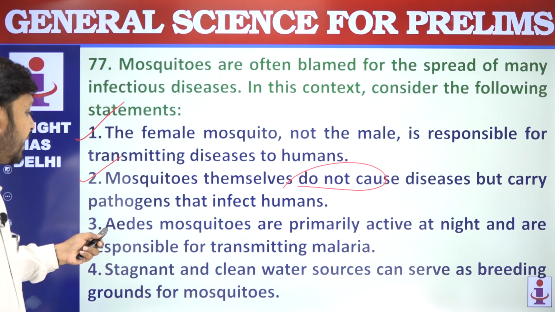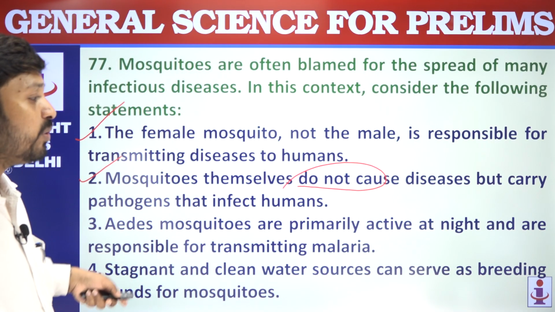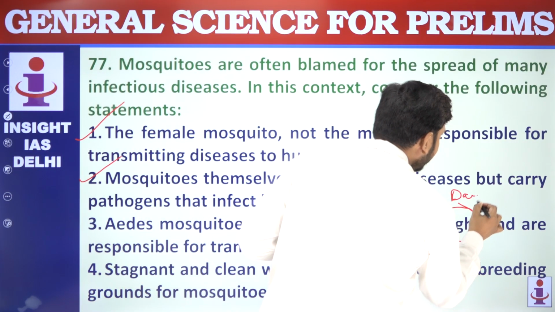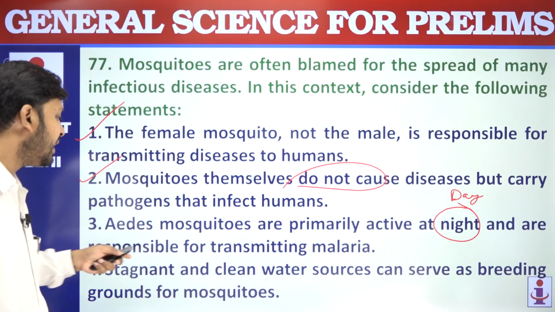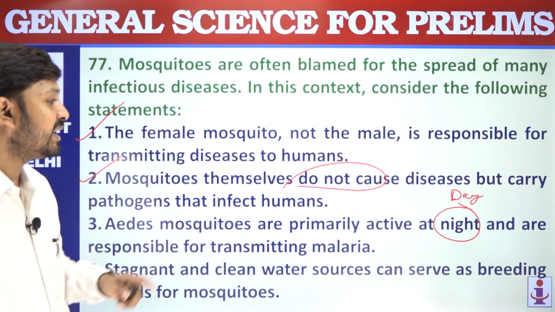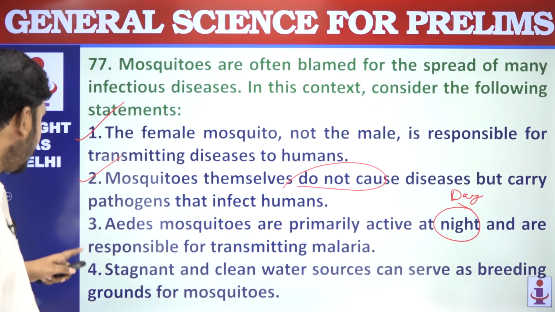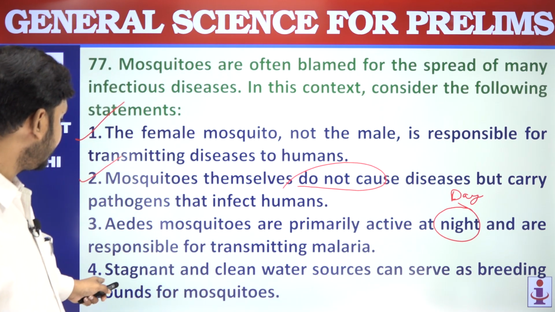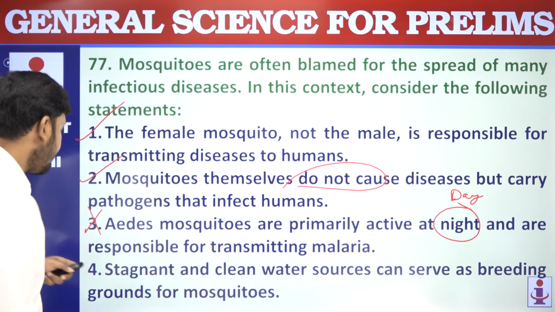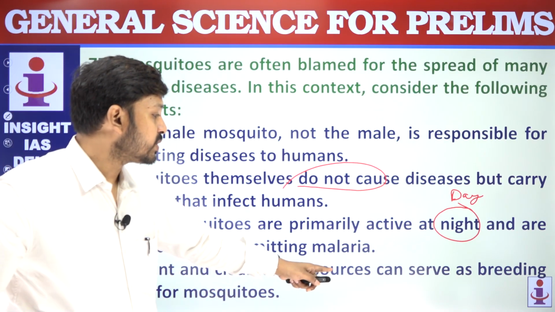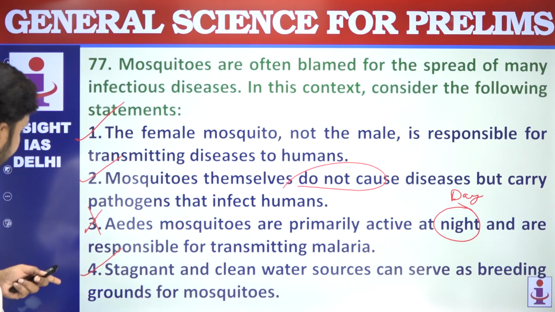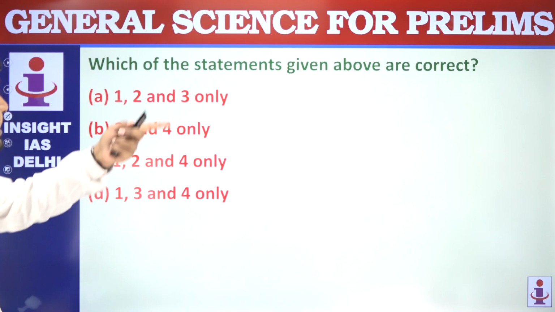Okay, this is right. And Aedes mosquitoes are primarily active in the night. No, this is not right. Aedes mosquitoes are primarily active during the daytime and are responsible for the transmission of malaria. No, it is not malaria either, because malaria is transmitted by the Anopheles mosquito. So this is the wrong one. Stagnant and clean water sources can serve as breeding grounds for mosquitoes. Yes, this is true. So 1, 2 and 4 are correct and they are asking for the correct ones.